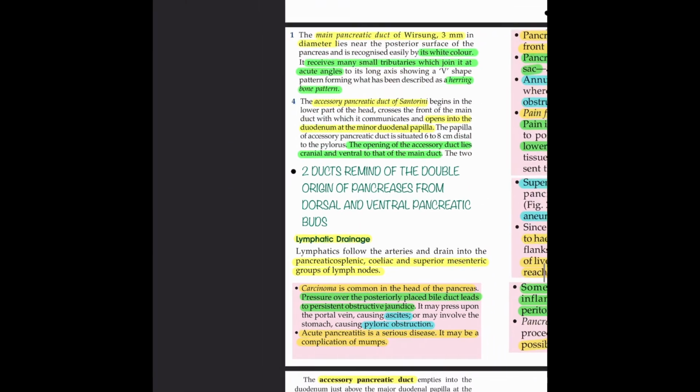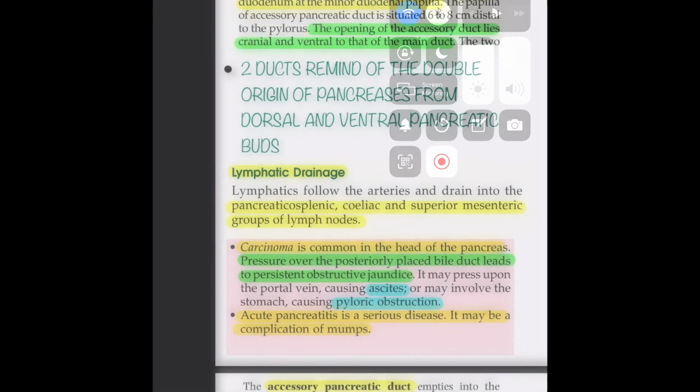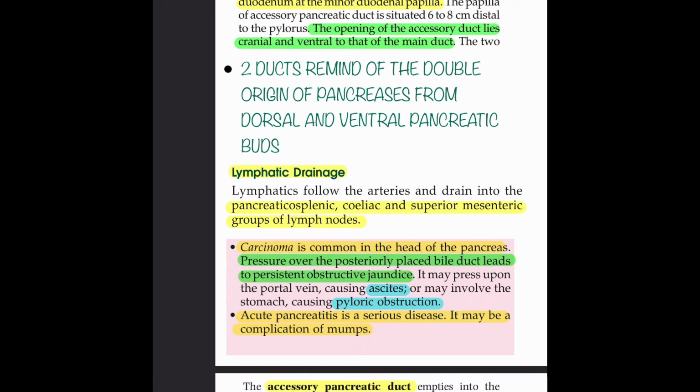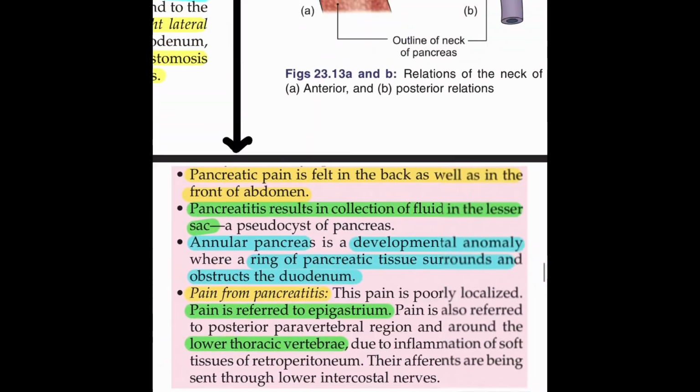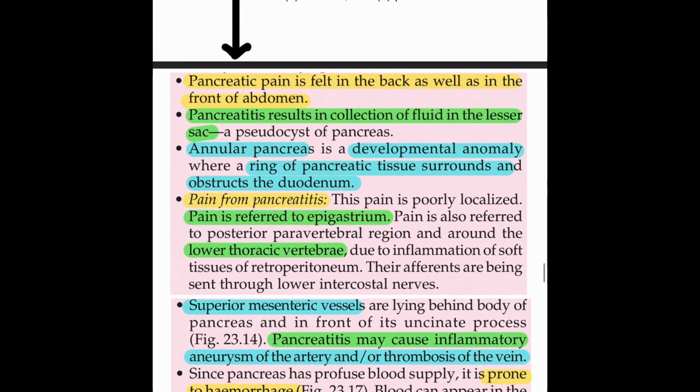Mumps is a viral disease of the parotid glands, and it's most common in children. Okay, so now if there is inflammation, there will also be pancreatic pain, and it's felt in the back as well as the front of the abdomen due to various relations around so many structures. Okay, and pancreatitis results in the collection of fluids in the lesser sac. So if there is a fluid collection in the lesser sac, that can also result in pancreatitis.